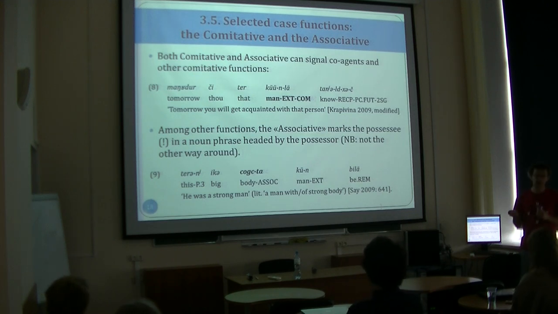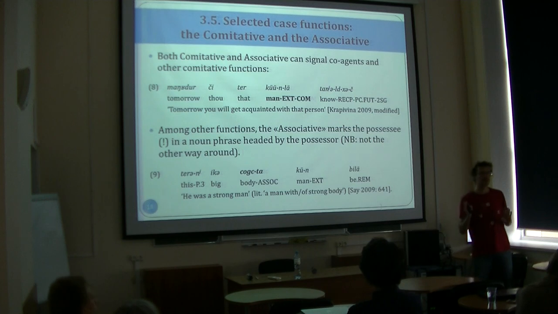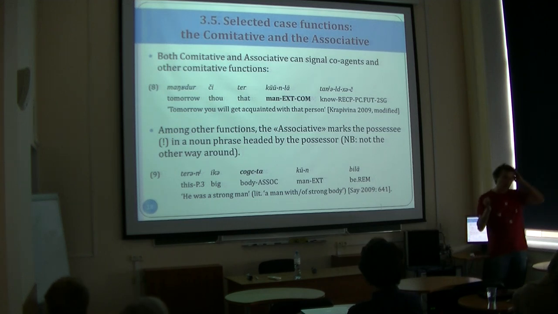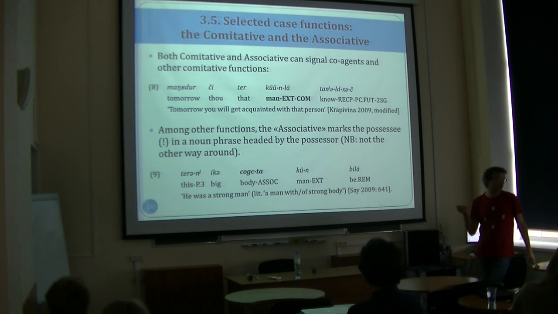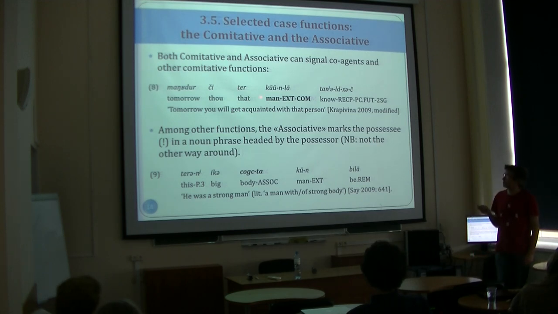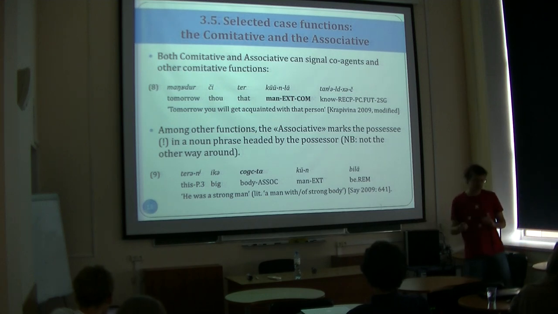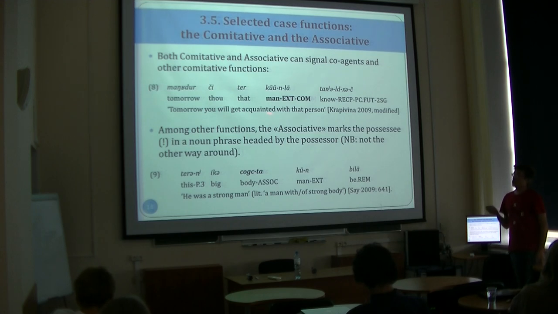Okay, so an unusual feature which probably needs more attention, but I can't do justice to it, is the coexistence of the two cases which are completely arbitrarily referred to here as commutative and associative. So in fact, if there were just one of them, any of them could be individually referred to as commutative and would give you some idea of what it's all about. But for some reason there are two cases like that. Sometimes they're interchangeable. I would even say that most of the time they are interchangeable. So in typical commutative situations, so an agent and a co-agent, which is somewhere in the scene but slightly backgrounded, not the main protagonist or something like that, you can use both. So for example, here we have an example with the commutative. Tomorrow you will get acquainted with that person.